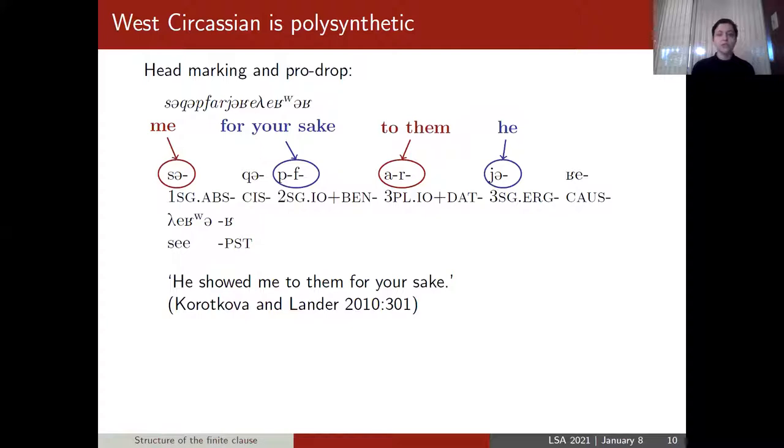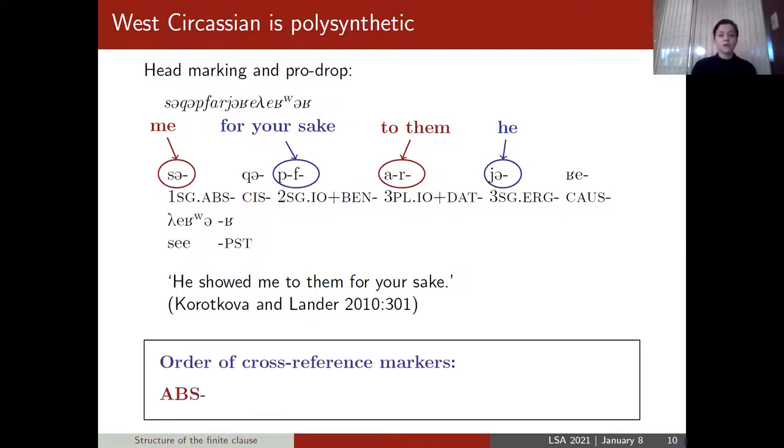So you have a separate marker for the absolutive theme, which is me in this case. You have a separate marker for the benefactive, which is for your sake in this case. You have a separate marker for the addressee, to them, and a separate marker for the ergative agent, he. And there's a fixed order for the cross-reference markers, so it's somewhat templatic in nature. So you have the absolutive come as the leftmost morpheme, absolutive meaning both the theme of a transitive verb and the subject of an intransitive verb.